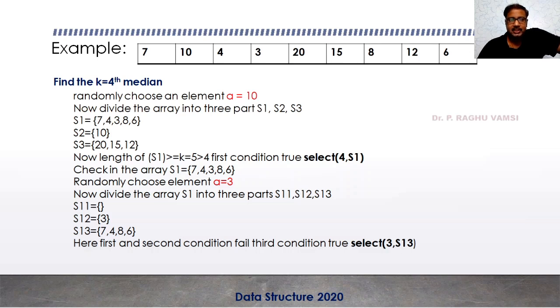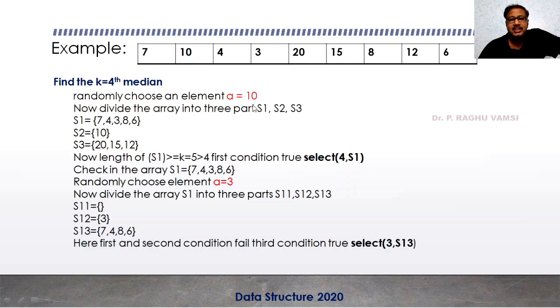Now divide this unsorted list, whatever the list is, we call it S, into three subsets. First one is S1: the elements that are less than the randomly chosen element will be placed here in S1. The randomly chosen element will be placed in S2. The elements that are greater than the randomly chosen element will be placed in S3. Now a is equal to 10.